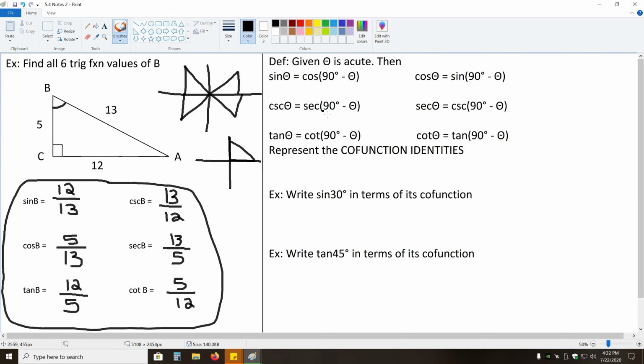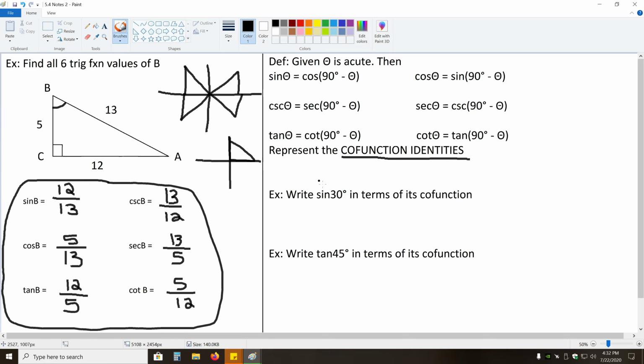Cosecant of theta is equal to secant of 90 degrees minus theta. Secant of theta is equal to cosecant of 90 degrees minus theta. And you get it from here. Tangent and cotangent match together, just like sine and cosine, and secant and cosecant. So, what do we call these? These are our cofunction identities.